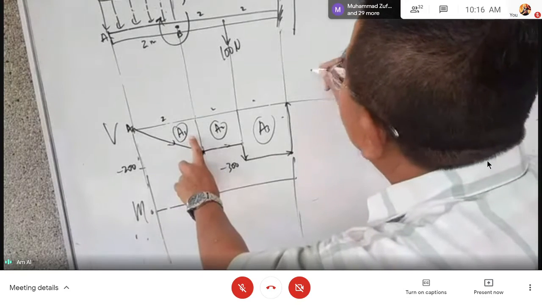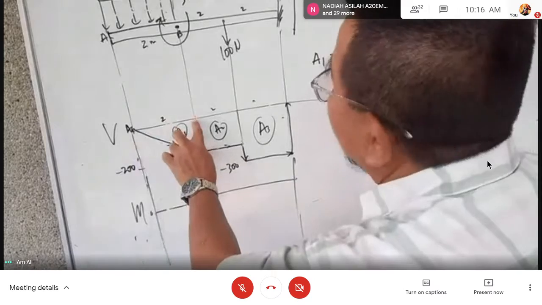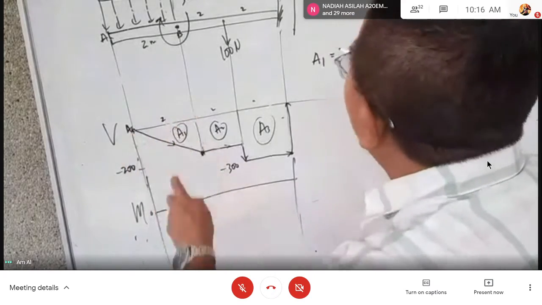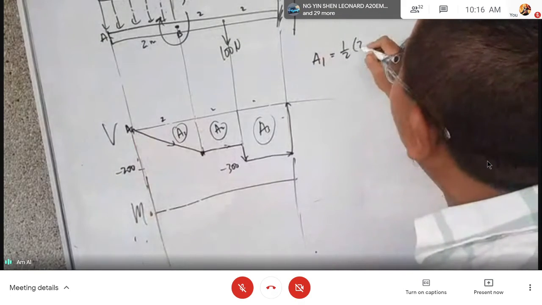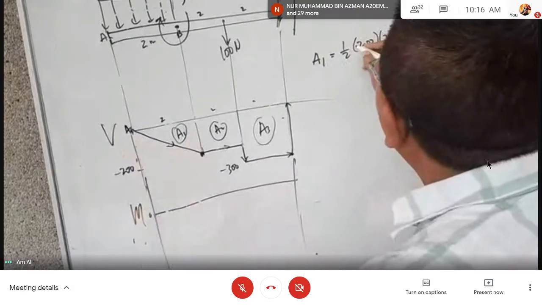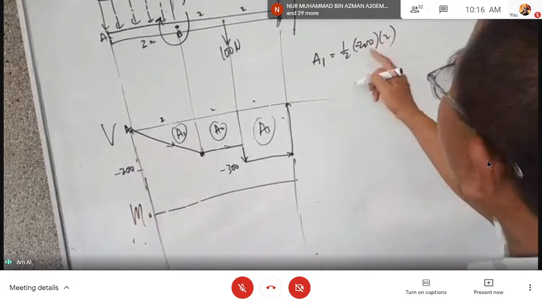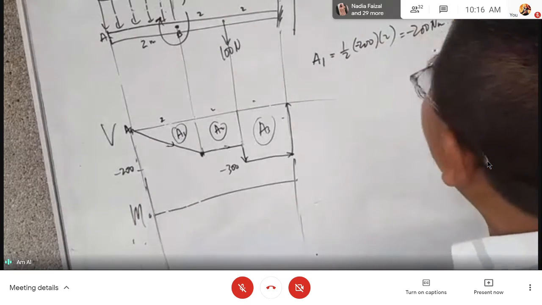Your A1 is equal to, this is 200, this is 2. So this is a triangle, half. Half of 200 times 2. So the 200 is minus. So the area is what? Half of 200 times 2. This is negative 200 meter. You go down by 200.